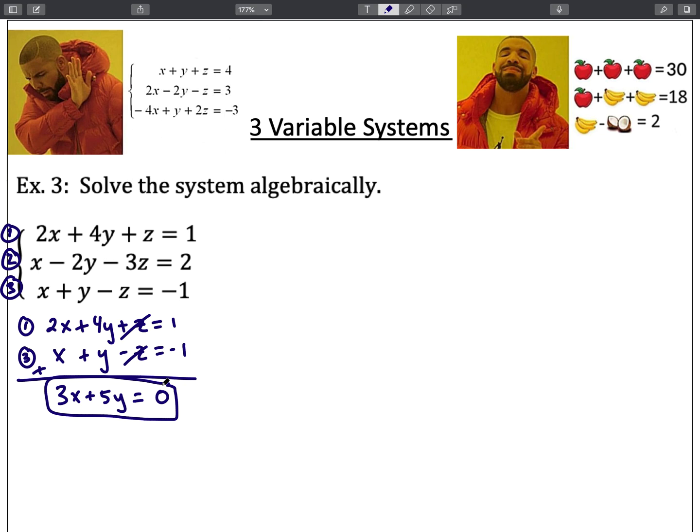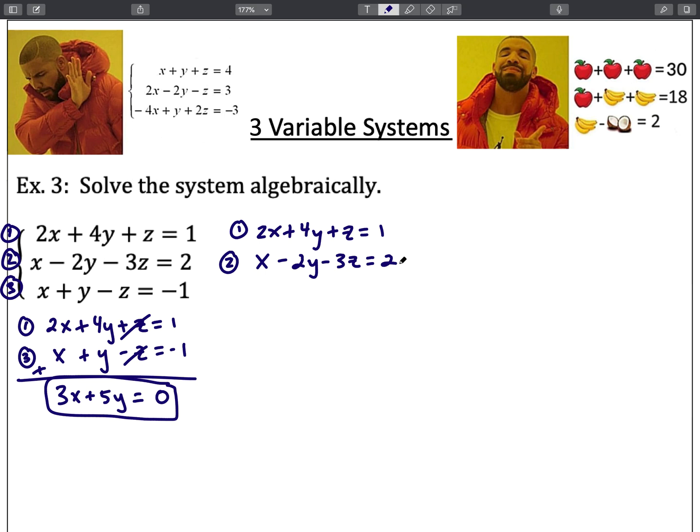We can't use the combination of 1 and 3 again, but how about the combination of 1 and 2? It actually turns out that we could do those. Equation 1 is 2x plus 4y plus z is equal to 1. Equation 2 is x minus 2y minus 3z is equal to 2. If I want to cancel the z's, I can't cancel them right away. Positive z minus 3z is not going to cancel out.